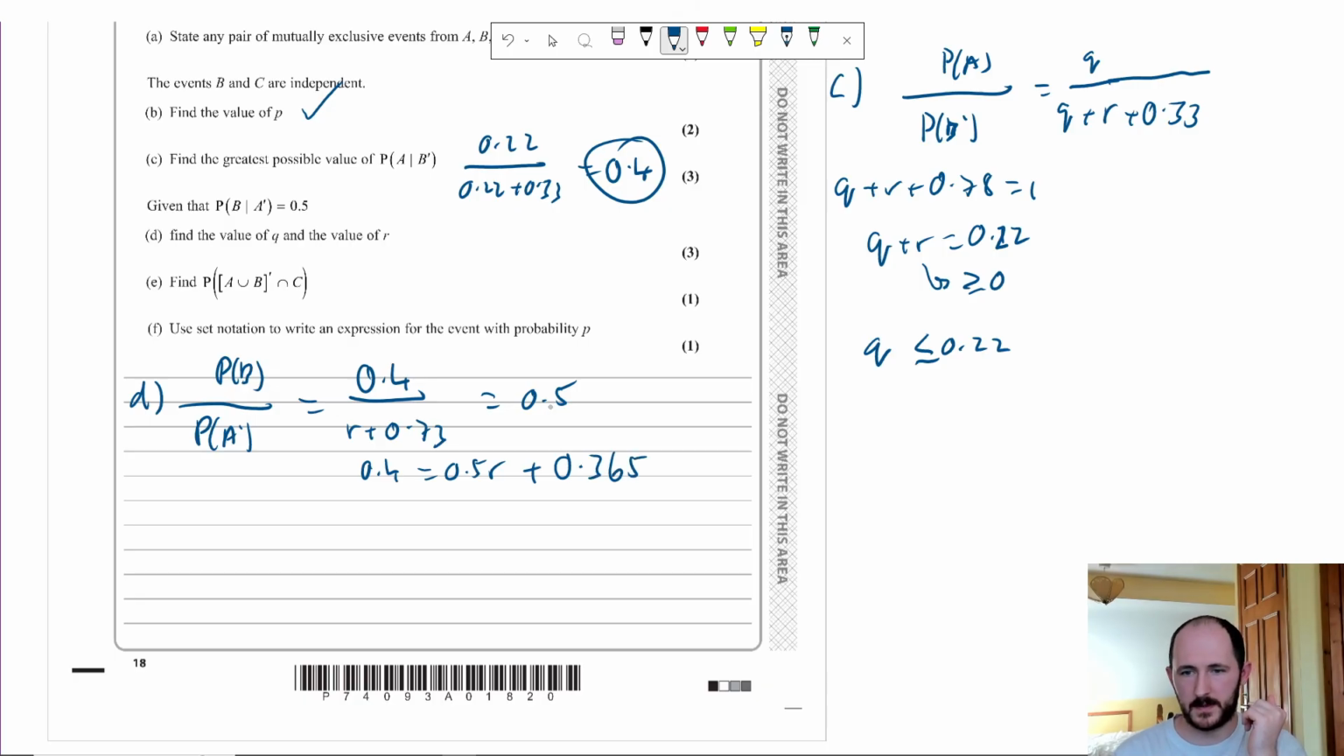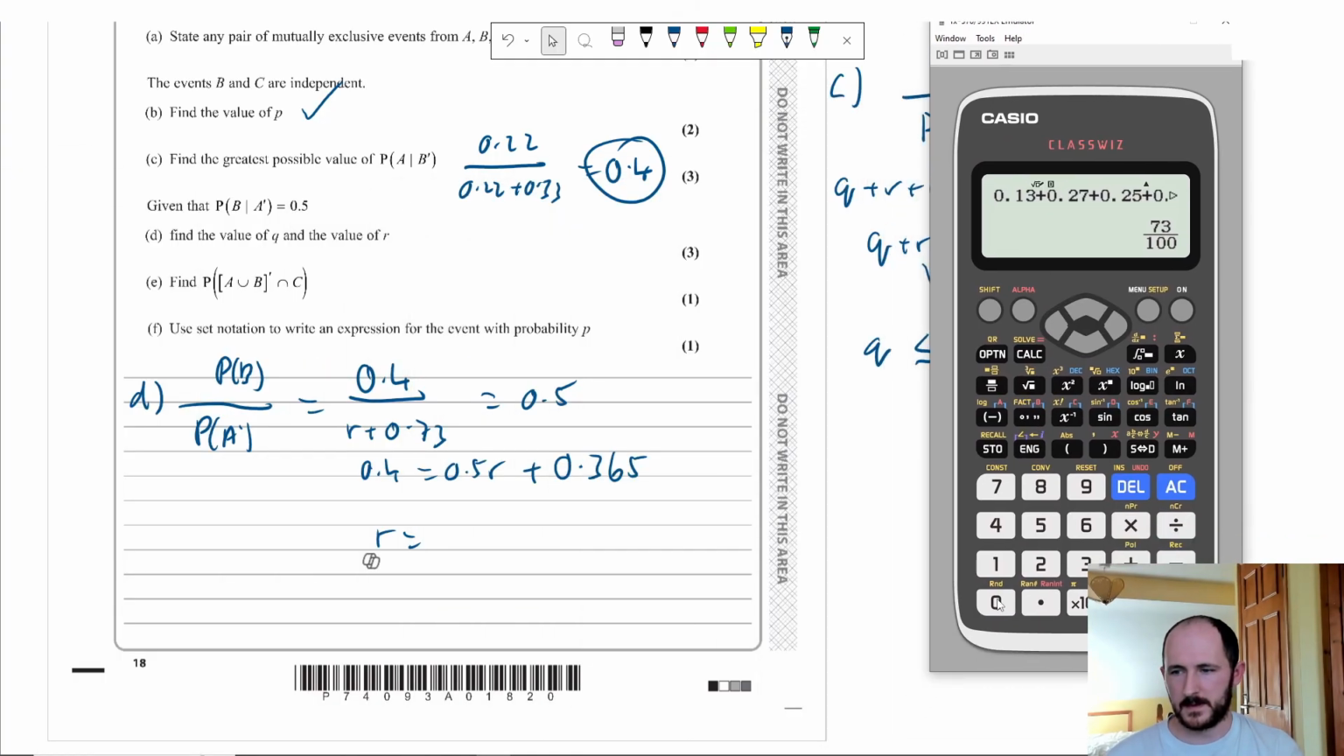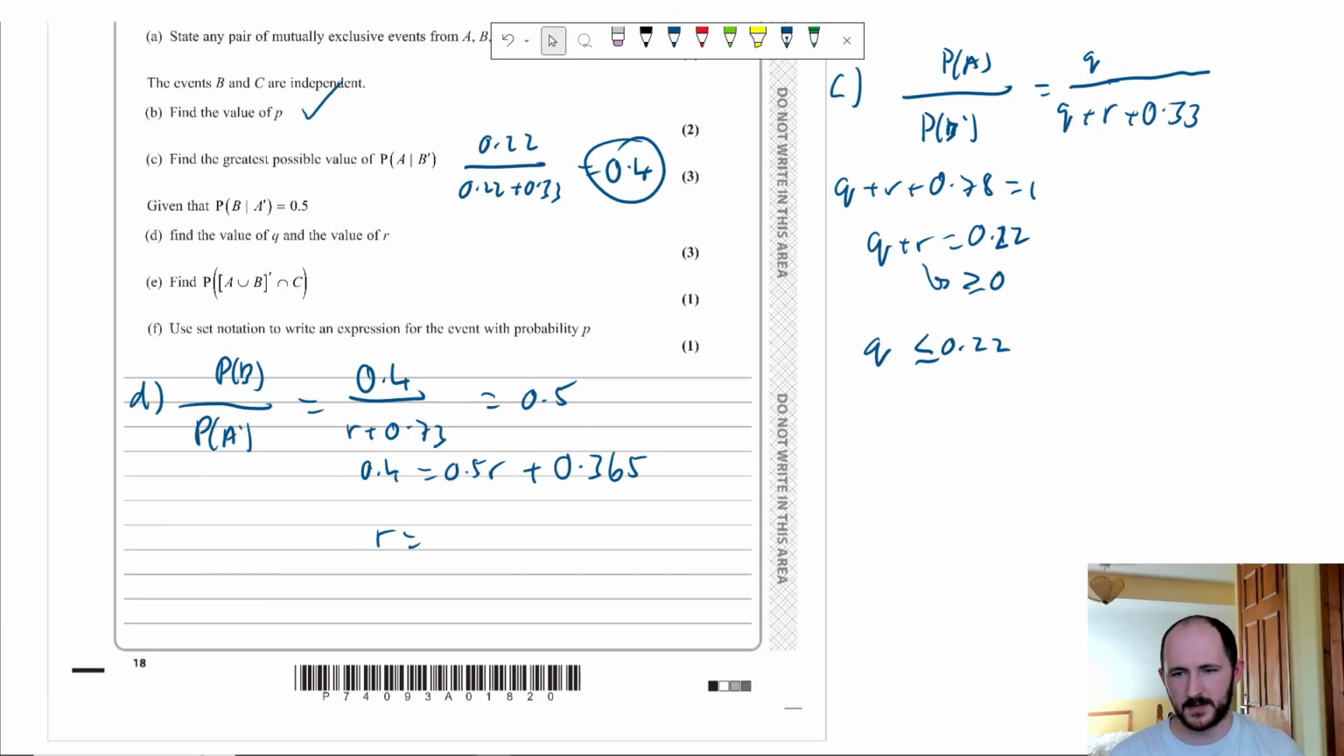And minus that over. And then, yeah, so just solve it, right? Am I right about that being 0.65? 0.365? I should never doubt myself, honestly. 0.4 minus answer. And then we're going to divide it by 0.5 because that's what it says. We get 0.07. So that's a value for R.